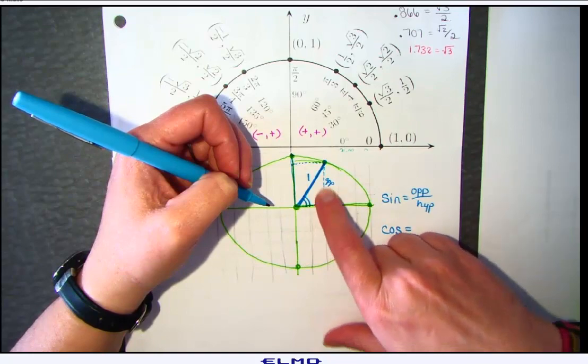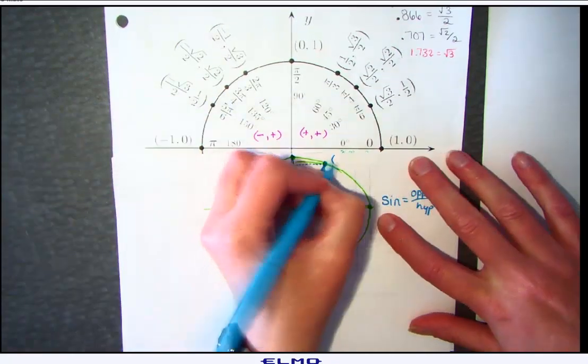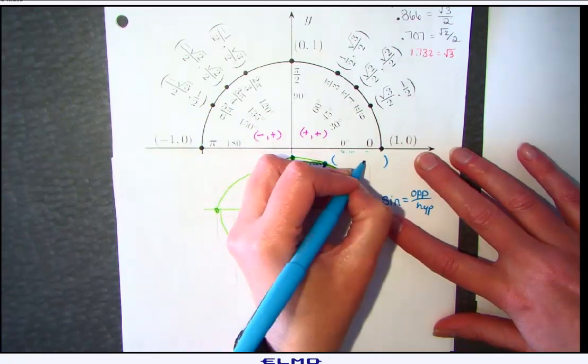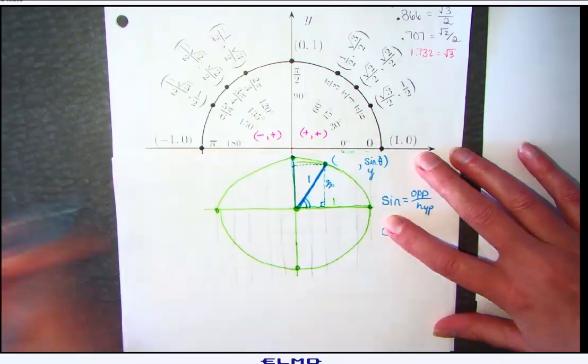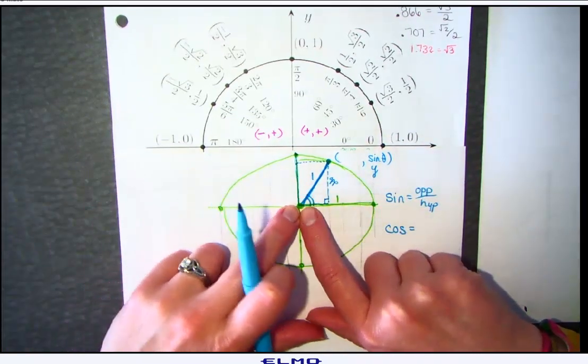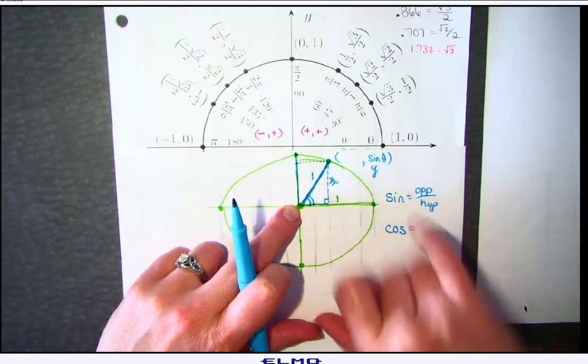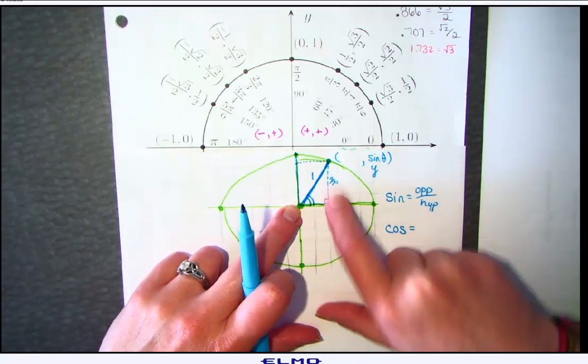It's how far above the x-axis we are. And that is our definition of what our y coordinate would be. So the sine of the angle that we're looking at normally looks at the opposite side divided by the hypotenuse, but the hypotenuse equals 1, so it's just going to be our y coordinate, our opposite side.